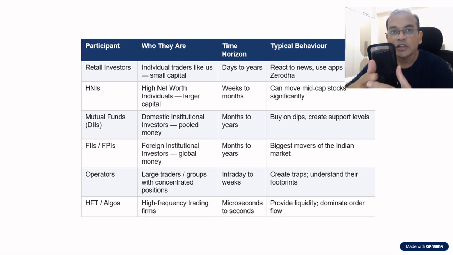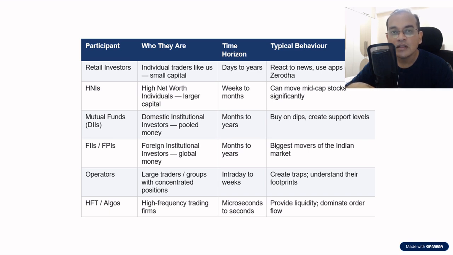HNIs are the high net worth individuals with large disposable income or large disposable investable capital. They have a time horizon of weeks to months and can move mid cap stocks very significantly. Mutual funds, as I already told you, pool the money, hold for months to years, buy on dips and create support levels. FIIs or FPIs, foreign institutional investors, the global money, are the biggest movers of the Indian market.